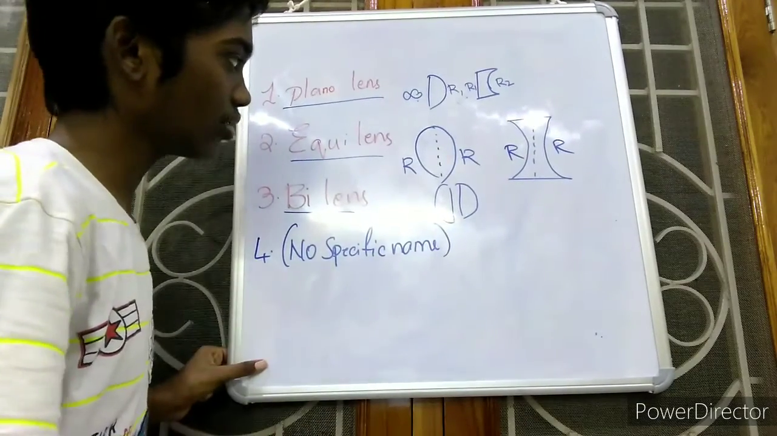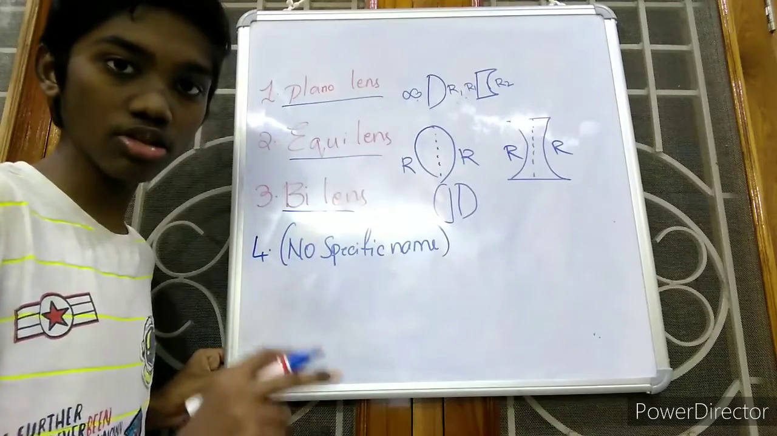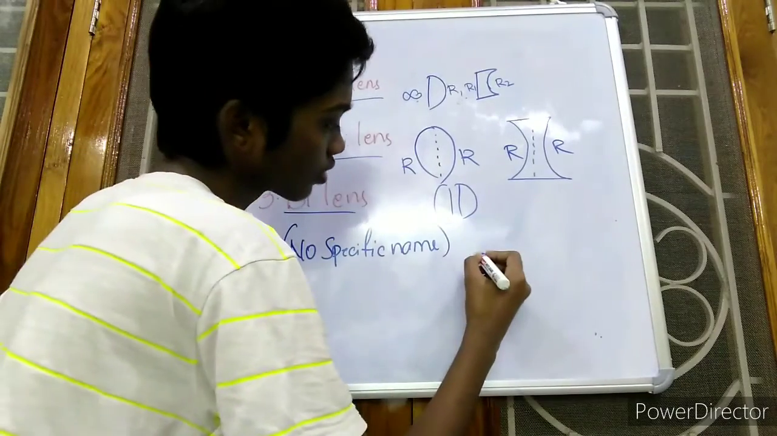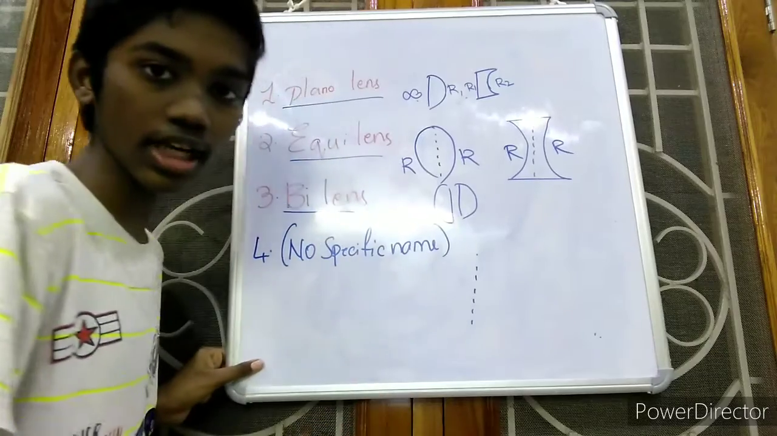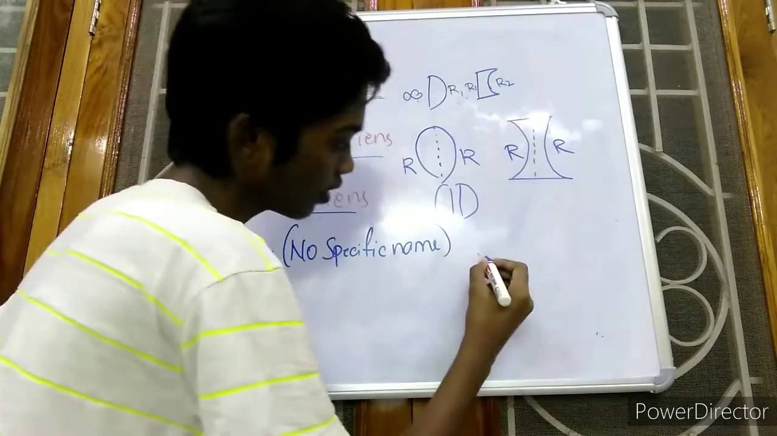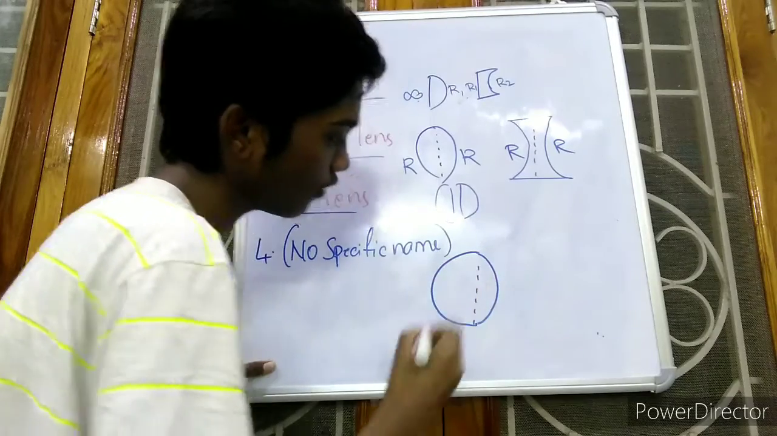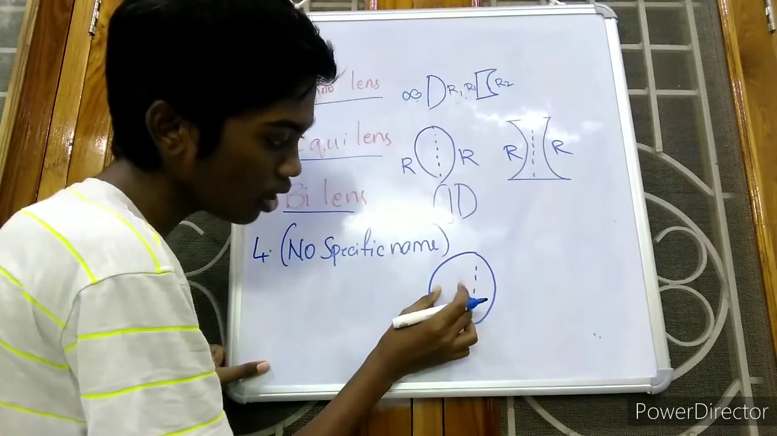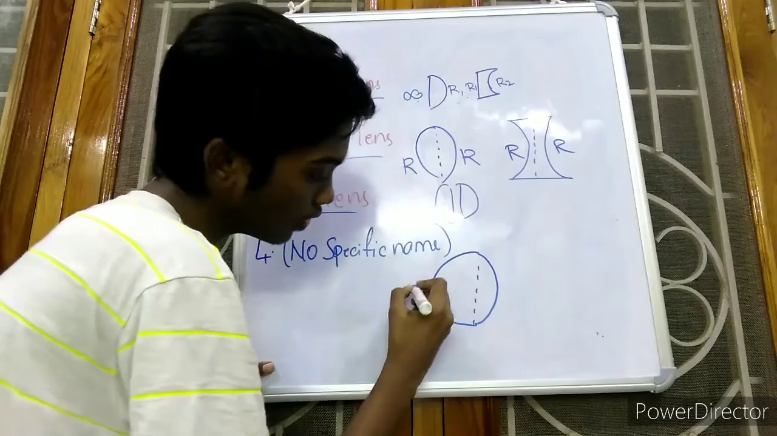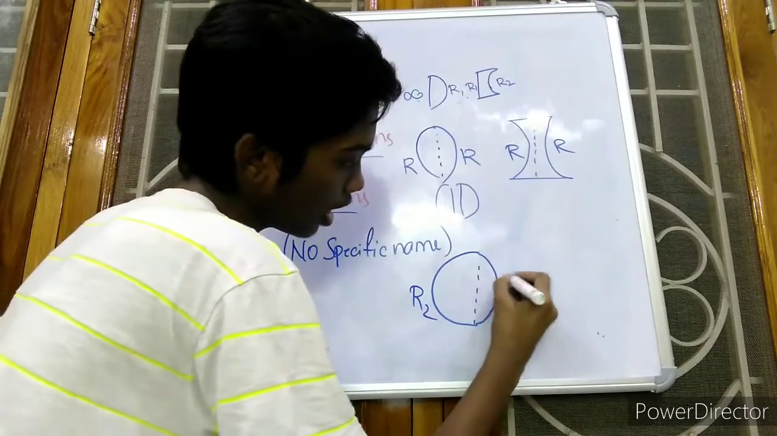Now coming to the bilens. Bilens is also having two curved surfaces, but the radii of curvature are different. See, if you observe, this is a curved surface and this is also a curved surface, but it is having more radius than this part. So we can name it as R2 and R1.